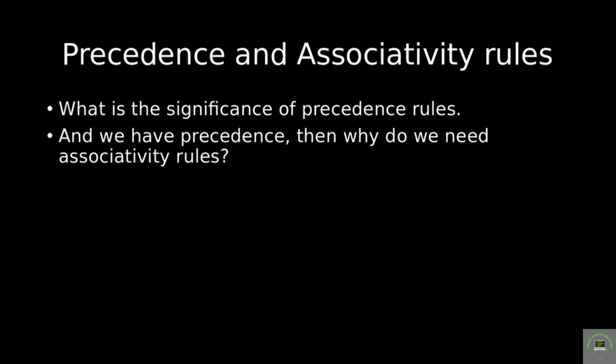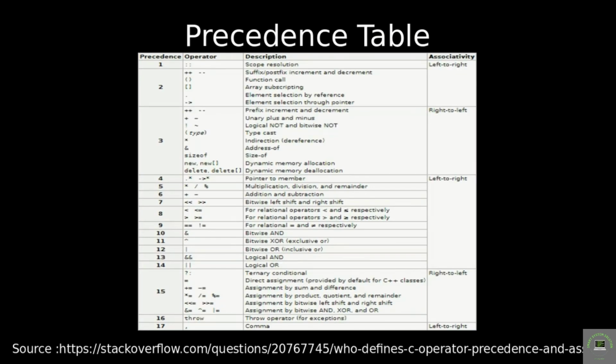There are way more than just arithmetic operators in programming languages, and there have to be rules by which the order in which they would be evaluated is specified. And if we have precedence, then why do we need the associativity rule? First, let us have a look at the precedence of operators. Here is the precedence table.